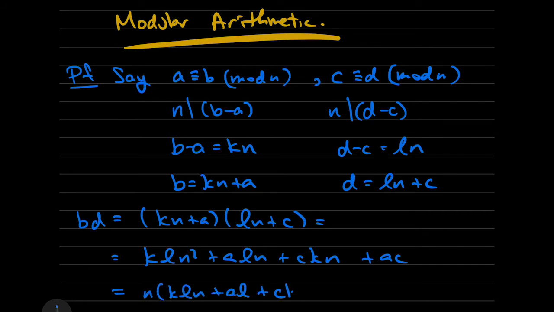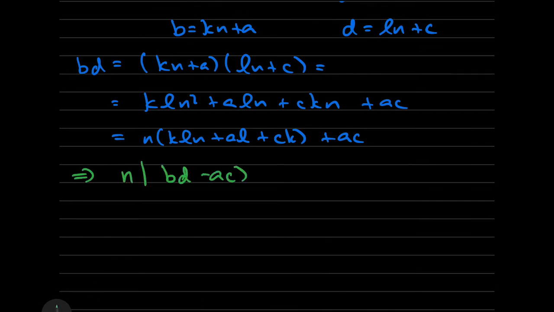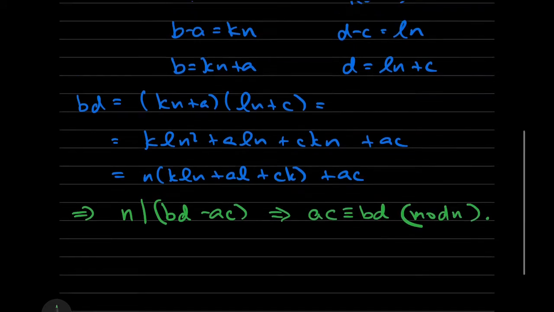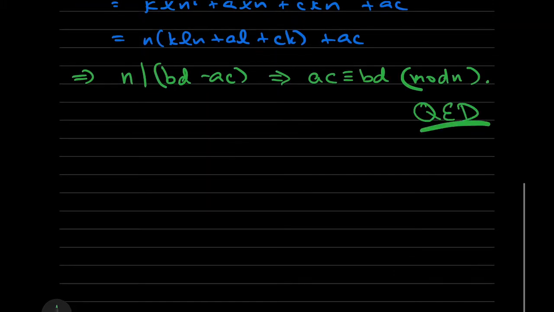Now let's just compute BD. Plug in, use FOIL, and do a little bit of arithmetic, and we see that BD minus AC is a multiple of N, which again means that AC and BD are congruent modulo N. And that's it, that's the proof. Like I said, the addition and the subtraction are exactly the same.